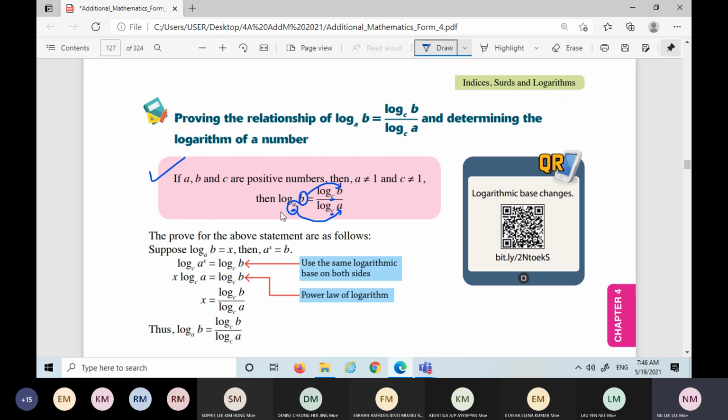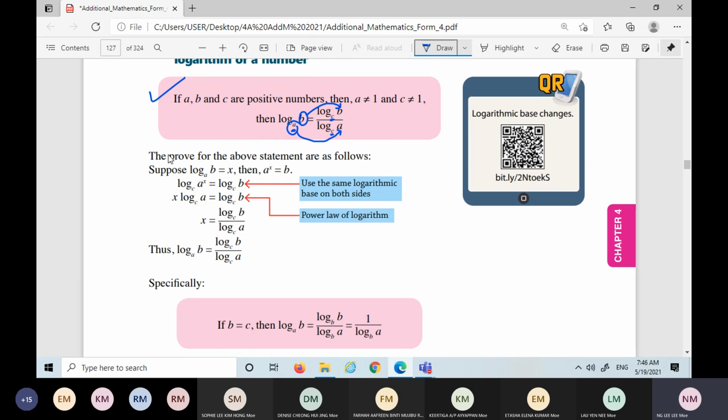Now we want to prove it. Same thing, this proof, I want you to copy, in case they ask in the question to prove this law. To prove the above statement is as follows. First of all, you fix this log AB as x, the left hand side one. This is a logarithmic form. Change it into an index form. So B stays, A comes to this side, becomes the base, and x becomes the power. So this is how you get A to the power x is equal to B.